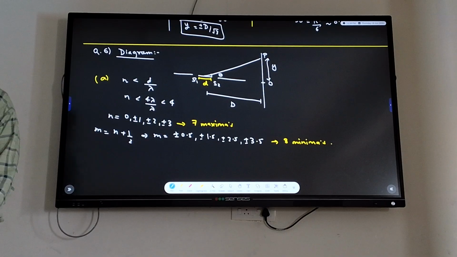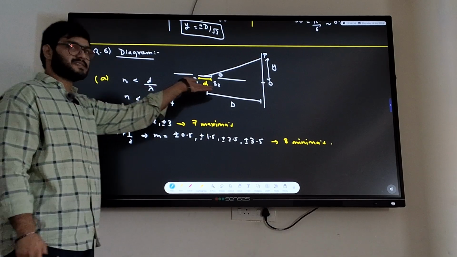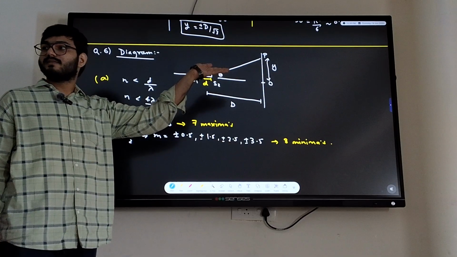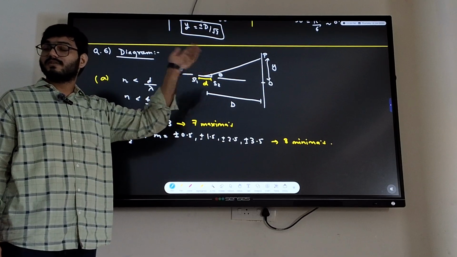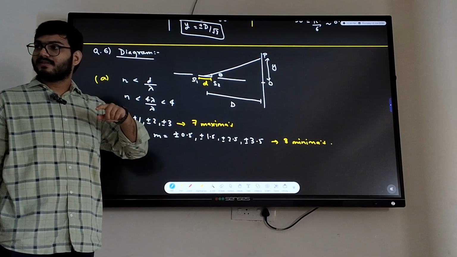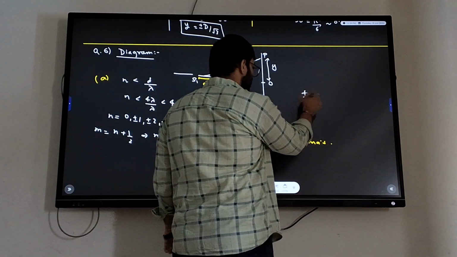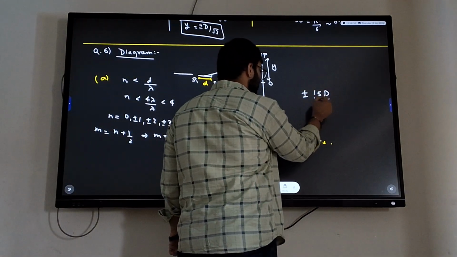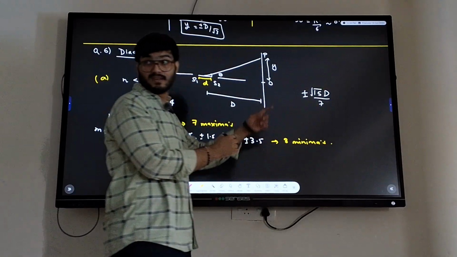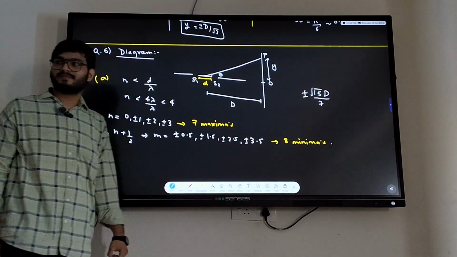Now what is asked in the B part of the question? They are asking what are the y coordinates corresponding to minima nearest to O. What kind of experiment is this? Horizontal slit. Are you saying plus or minus root 15 d by 7? Yeah, that's correct. Very good.